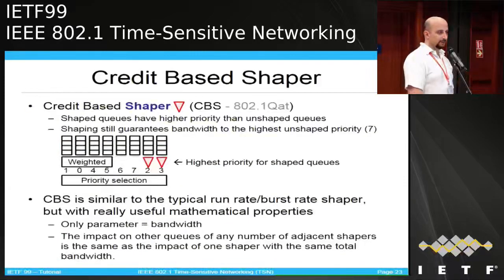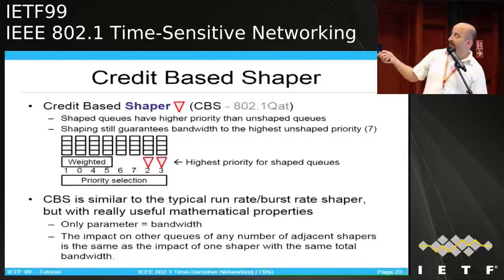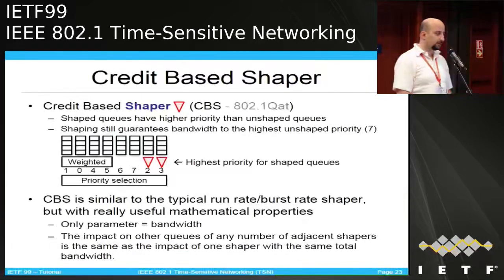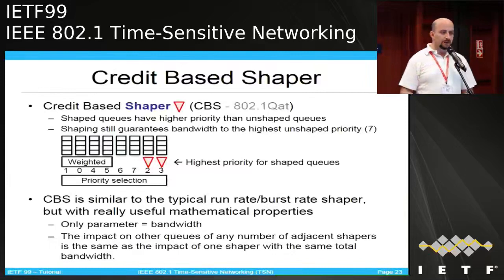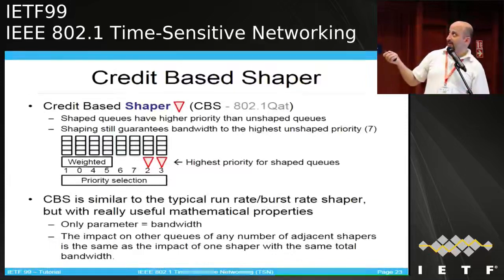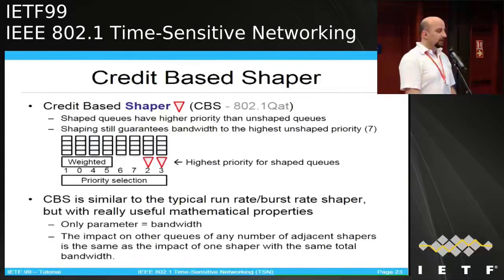And this is the first mechanism that was actually specified by the AVB task group for audio video bridging streams at the time. It is called the credit-based shaper. I will explain in the next slide why the name. These are the shaped queues. In these diagrams this is the marking for the shapers. The shaped queues have higher priority than any other queues, and this mechanism still guarantees bandwidth to the highest priority that is not shaped, like priority 7 in this example.